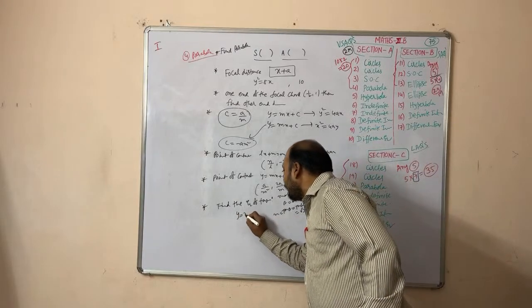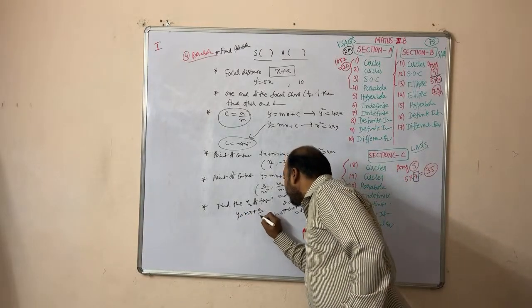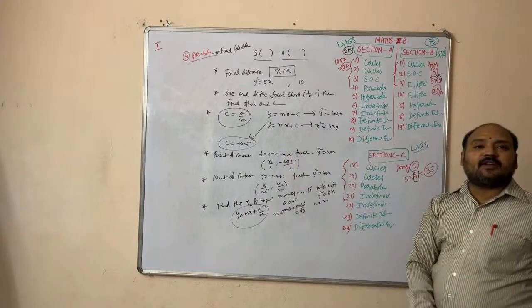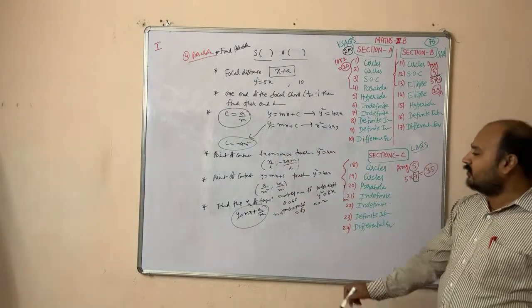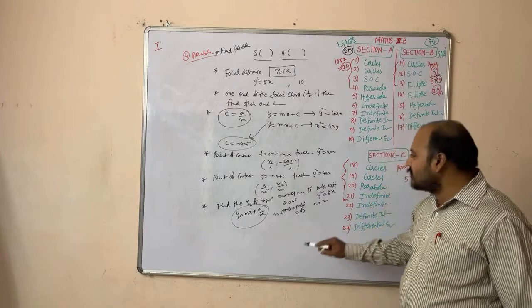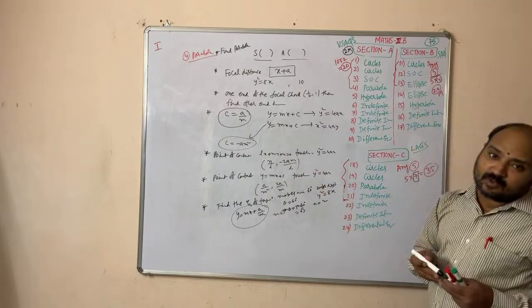The formula for the equation of tangent is y is equal to mx plus a by m. This is the equation of tangent with slope m. You remember, dear students? This is the way they will ask the question.